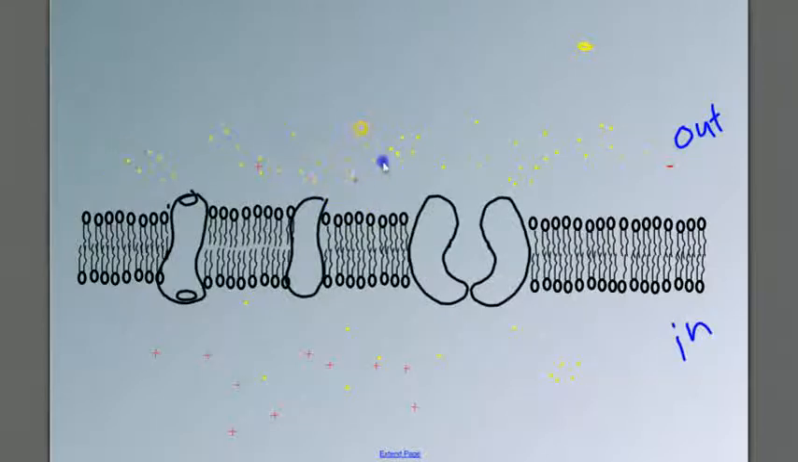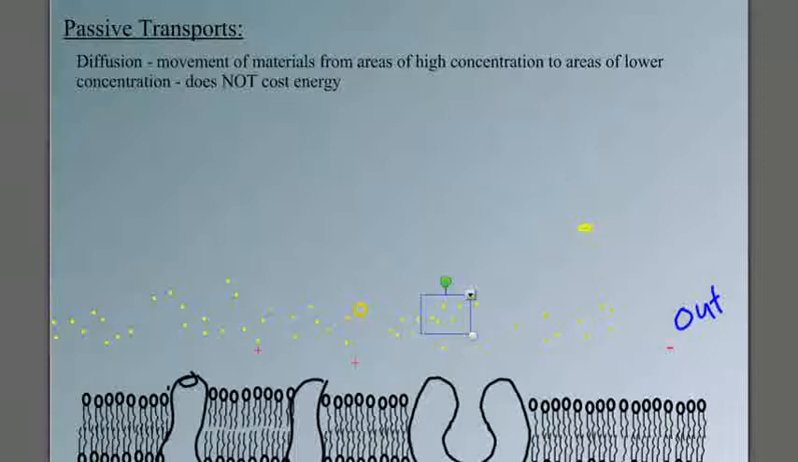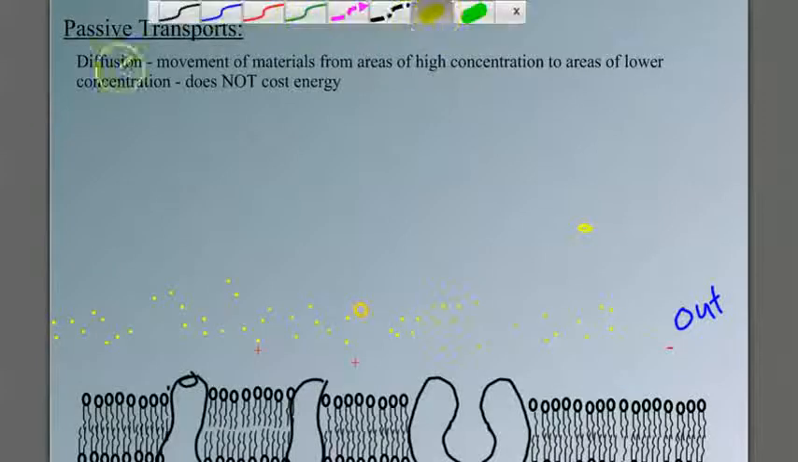So if we were to represent this movement of these molecules in this direction, we'd call that diffusion. They'd be moving down their concentration gradient. And grab some of these guys. They'd diffuse across down their concentration gradient right through the lipid layer. And we call that diffusion.